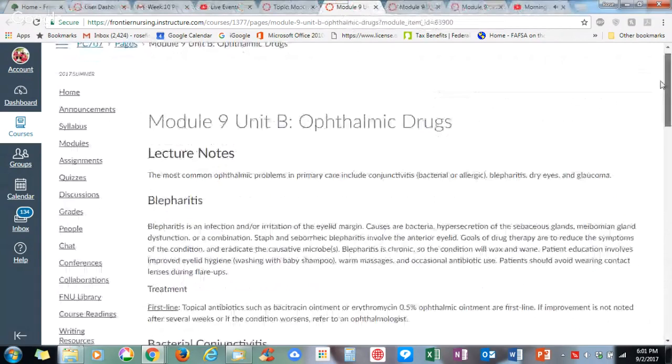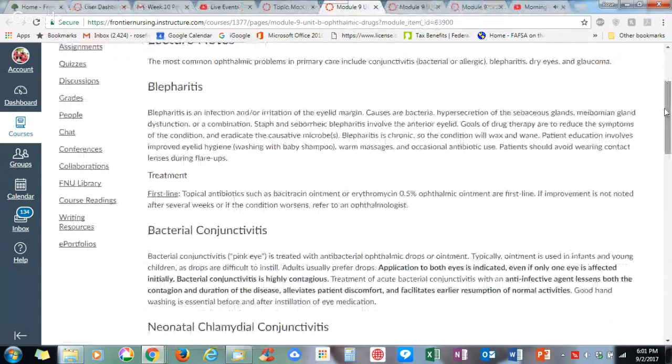The most common ophthalmic problems in primary care include conjunctivitis, which may be bacterial or allergic, blepharitis, dry eyes, and glaucoma. Blepharitis is an infection or irritation of the eyelid margin. Causes are bacteria, hypersecretion of the sebaceous glands, meibomian gland dysfunction, or a combination.